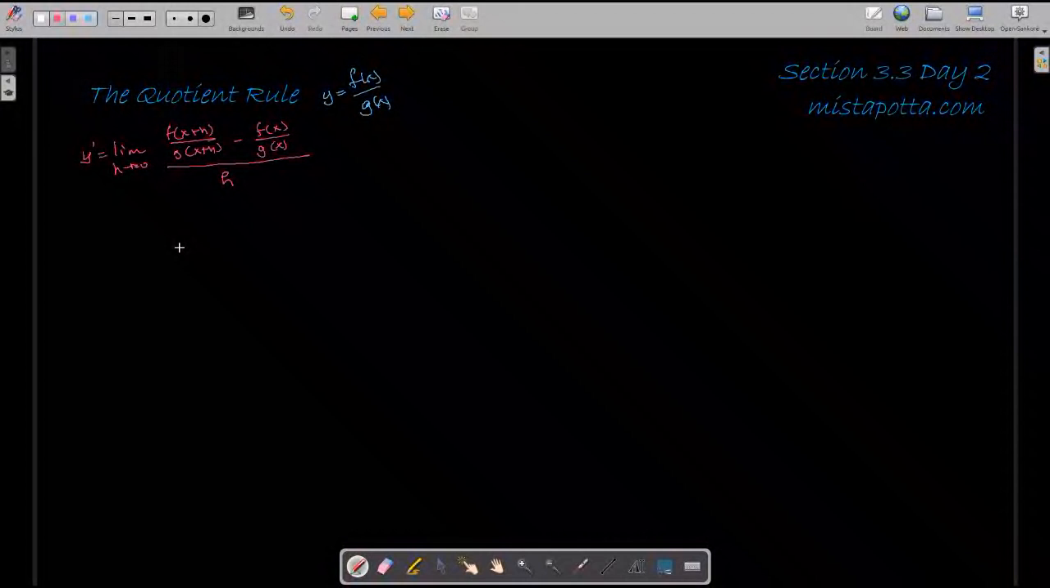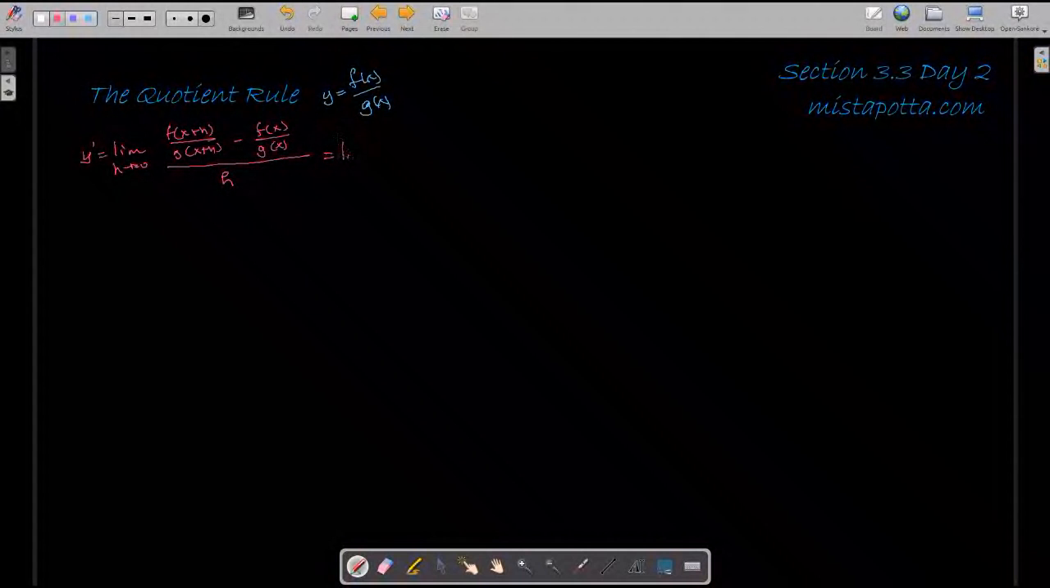Now this is ugly. I'm dealing with fractions within fractions. And so I'm going to deal with this in a two-step process. The first thing is I'm going to get a common denominator here. And the second thing is I'm going to rewrite this dividing by h as multiplying by 1 over h.